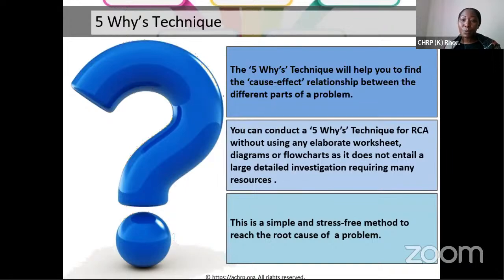Then we say the 5 why technique will help you find a cause-effect relationship between the different parts of the problem, why one thing is affecting another. You can remember, like in the EcoMat example, why was the system going down? Why was it returning a 500 error? Because the application database was not working. And why was it not working? It was timing out. Why was it timing out? It was timing out because the associated database was not working. Why was it not working? Because of high traffic, because it was clogged, because it had to be removed manually.